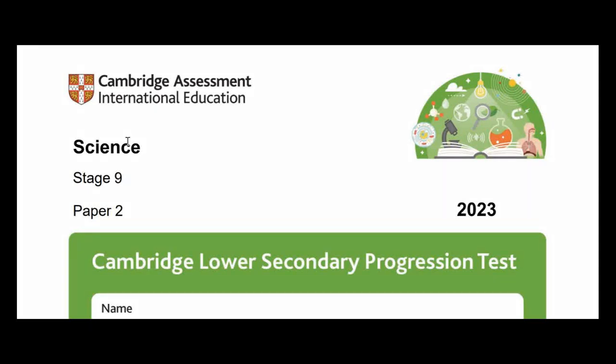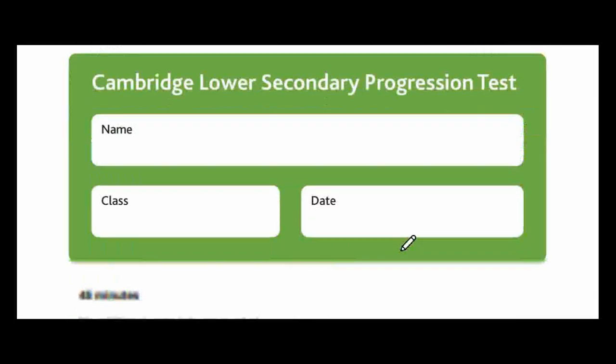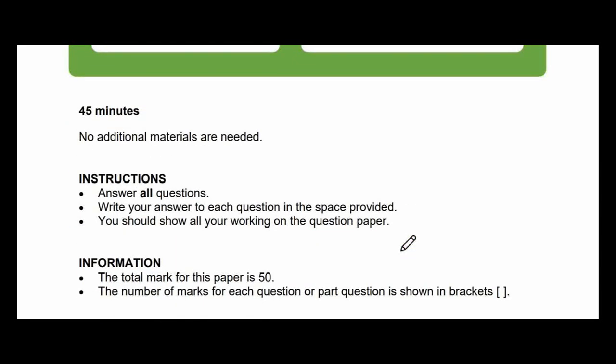Today we're going to discuss Science Stage 9, Paper 2, 2023, as requested by all the subscribers. Now we are discussing CAIE, Cambridge Assessment International Education's Lower Secondary Progression Test. The total time given is 45 minutes and the total mark is 50.